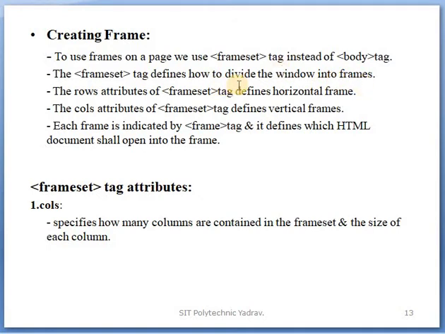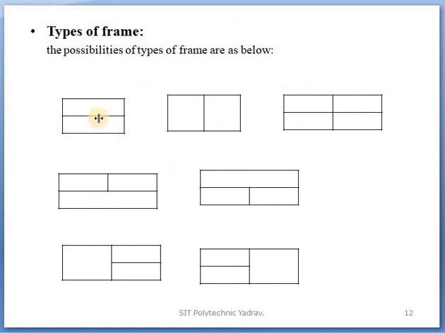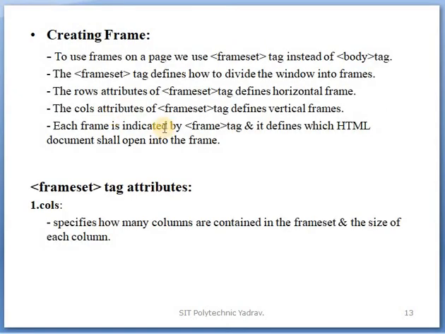That means how to divide the window into sections, into frames. The rows attribute of the frameset tag defines horizontal frames, and the cols attribute of the frameset tag defines vertical frames. This is vertical, this is horizontal. Each frame is indicated by the frame tag and it defines which HTML document shall open into the frame.